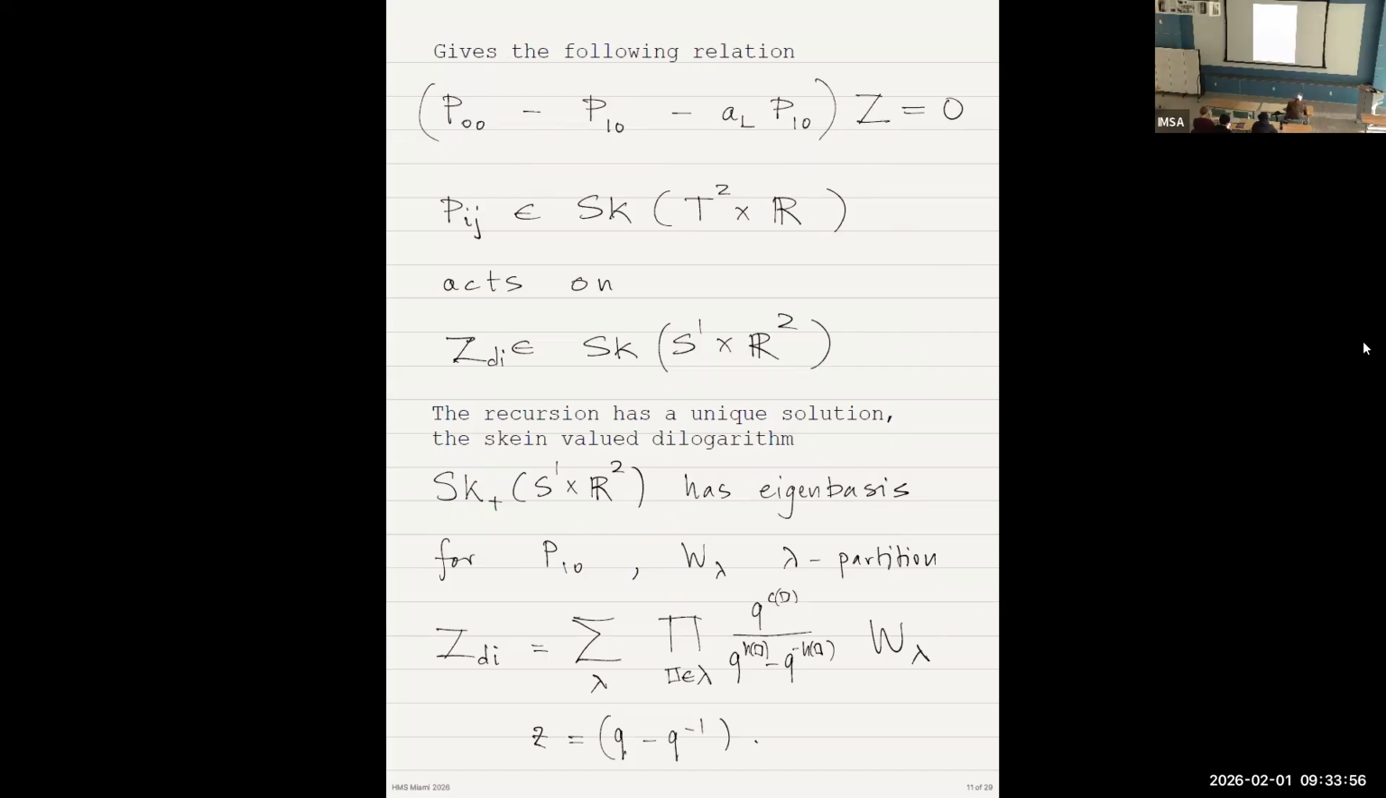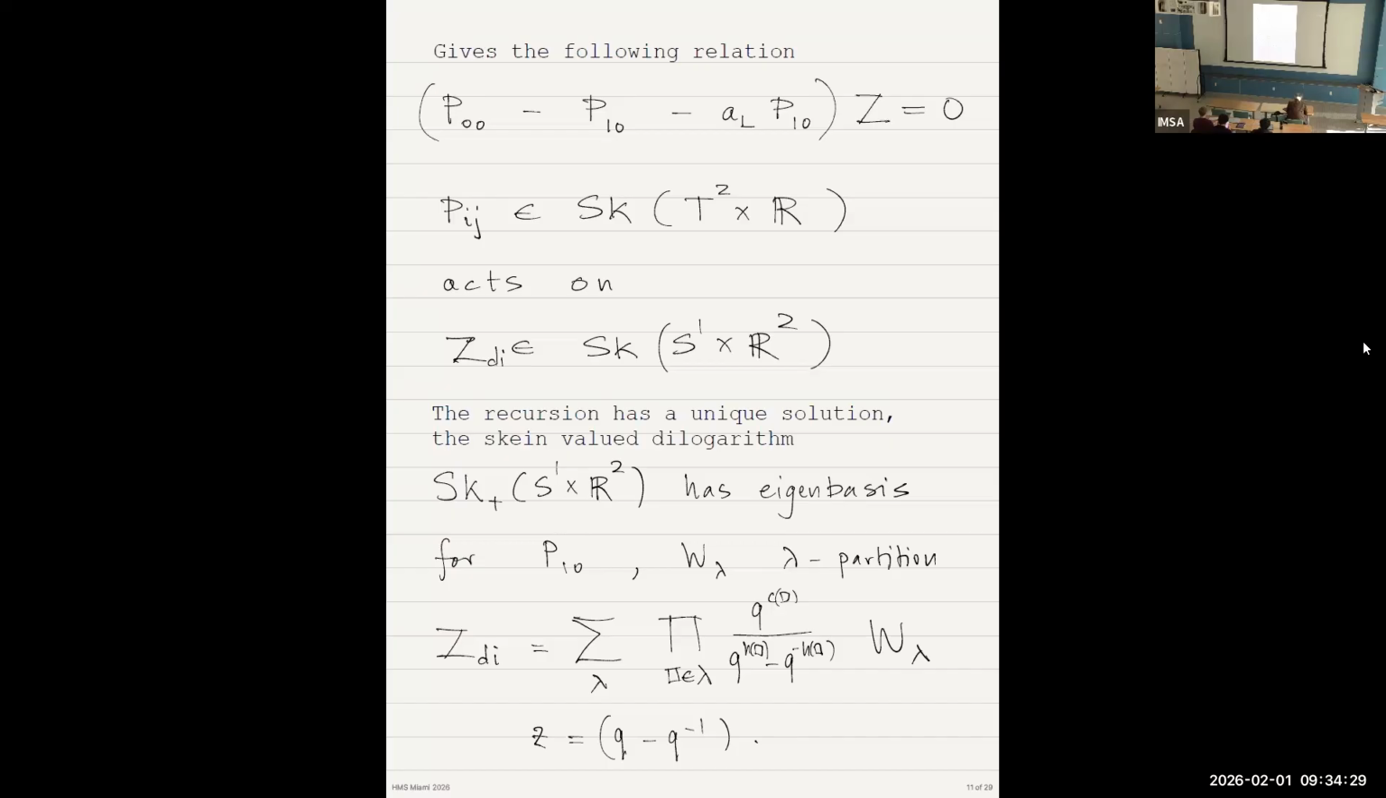And these 3 curves live in the Skein of the torus times R. So it's T2 times R. Now that Skein acts on the solid torus by just, it's a simple action, just by inclusion, right? So you have some element in the Skein inside. You take some on the outside, you put it outside. So you can sort of multiply. So it becomes an operator on this Skein. And what we're saying is that this equation is equal to 0. And so it means that this Z is killed by this operator.